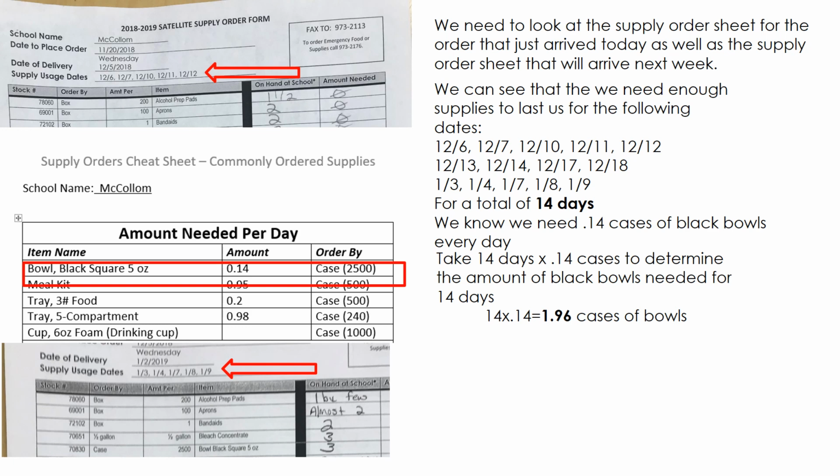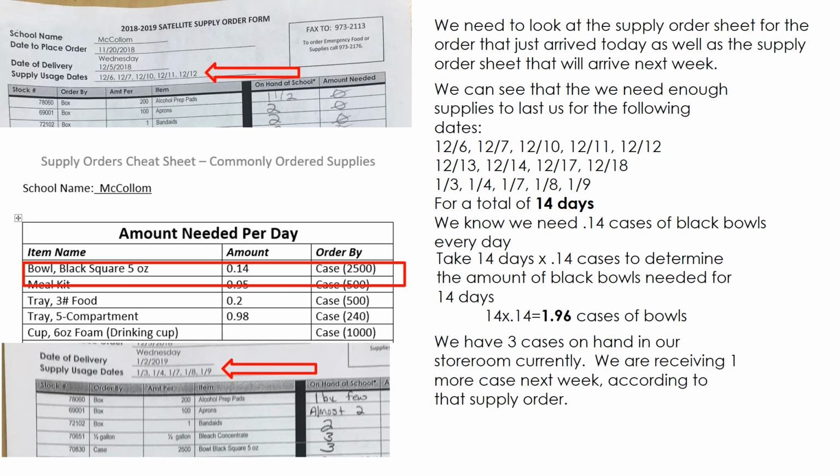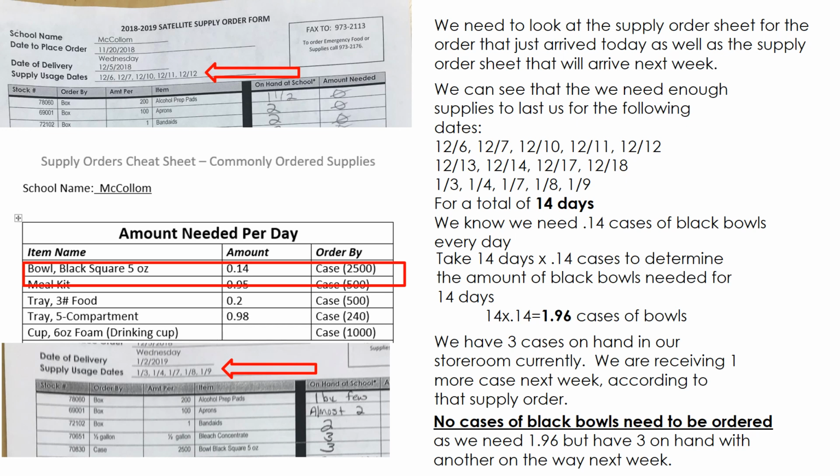1.96 cases of bowls. We have 3 cases on hand in our storeroom currently. We are receiving 1 more case next week, according to that supply order. No cases of black bowls would be needed because we only need 1.96, but we have 3 on hand with another one on its way next week.